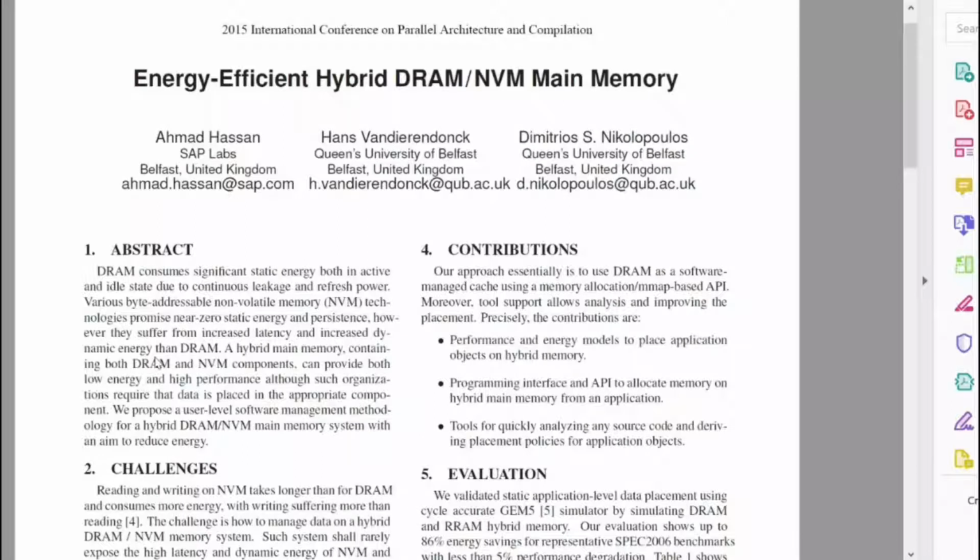The disadvantage of DRAM is that it consumes more static energy. As I already explained, the main reason for this high static energy consumption is the leakage of charge stored in the capacitor and the refresh overhead. On the other hand, non-volatile memory has almost negligible static energy consumption, but it has higher latency than DRAM, and also higher dynamic energy consumption. So both DRAM and non-volatile memory have some advantages and disadvantages.